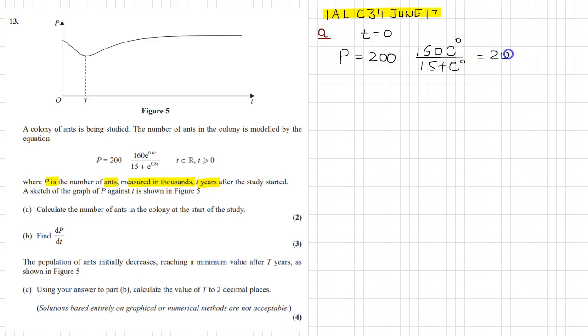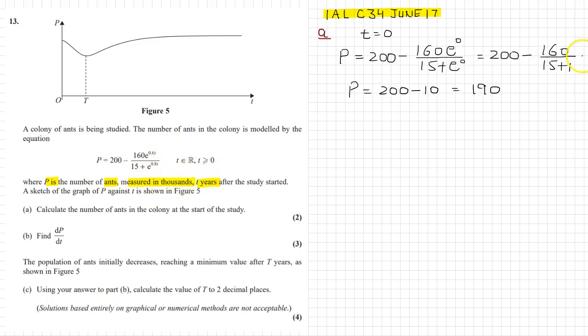So that is 200 minus, e to the power 0 is 1, 160 over 15 plus 1. So P will be 200 minus 160 over 16, is 10. So that is 190.